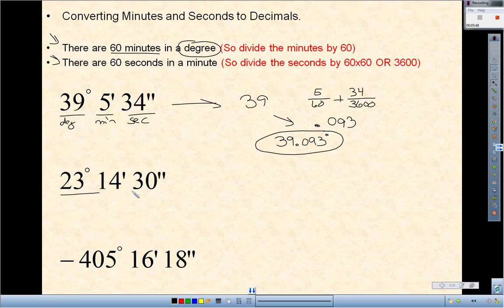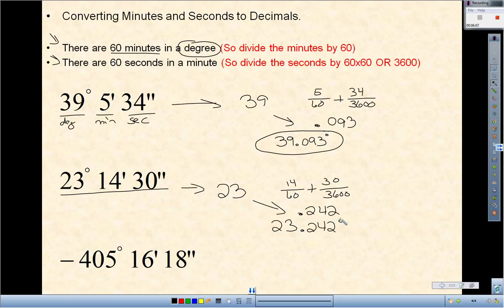So to convert this, 23 degrees, 14 minutes, 30 seconds, I'm going to leave the 23 alone, and then I'm going to have 14 divided by 60 plus 30 divided by 3600. Type this into the calculator, it gives me 0.242, and now I'm going to tack on my 23, so that would be 23.242 degrees, and that would be the answer for that one.